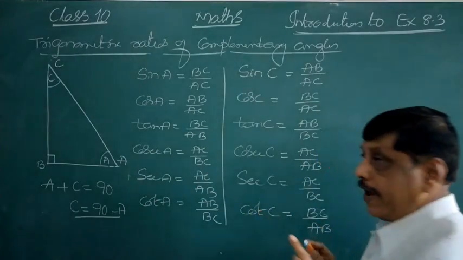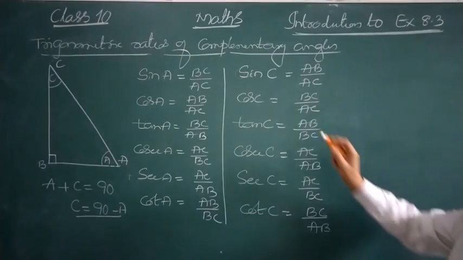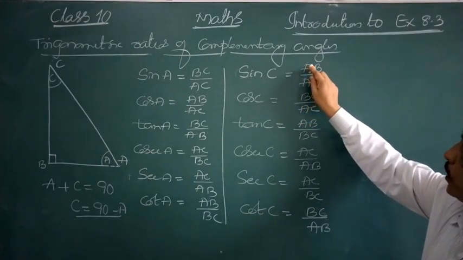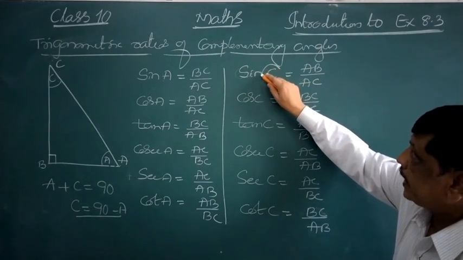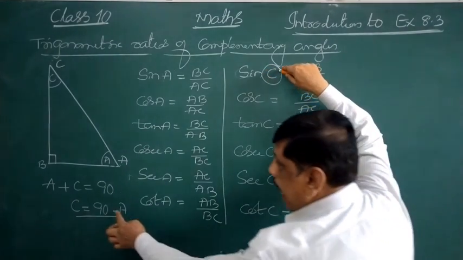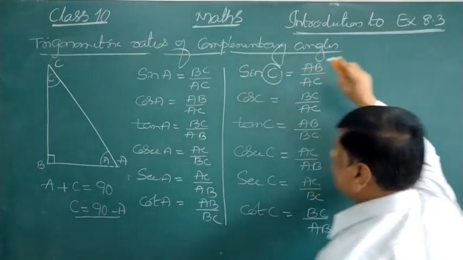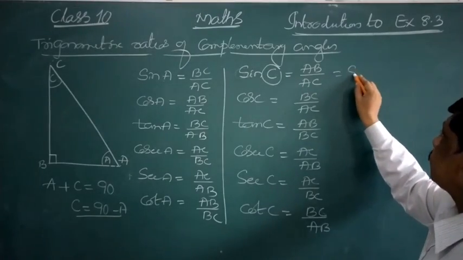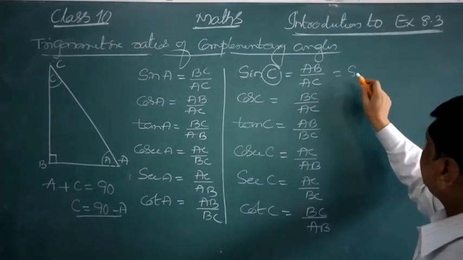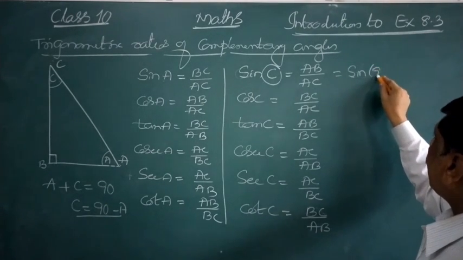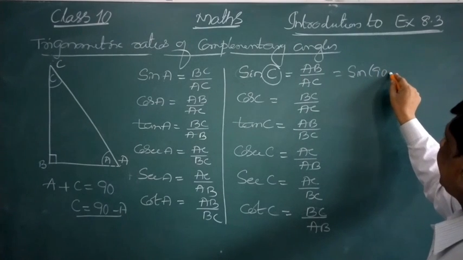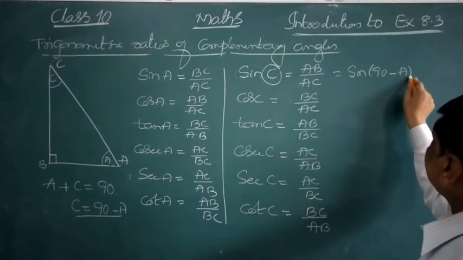So here let us see. I am going to derive a very important concept here. Here sin C equals AB by AC. Is it right? I am going to replace C as 90 minus A. Then what happens here? So this is equal to sin of 90 minus A. Is it right?